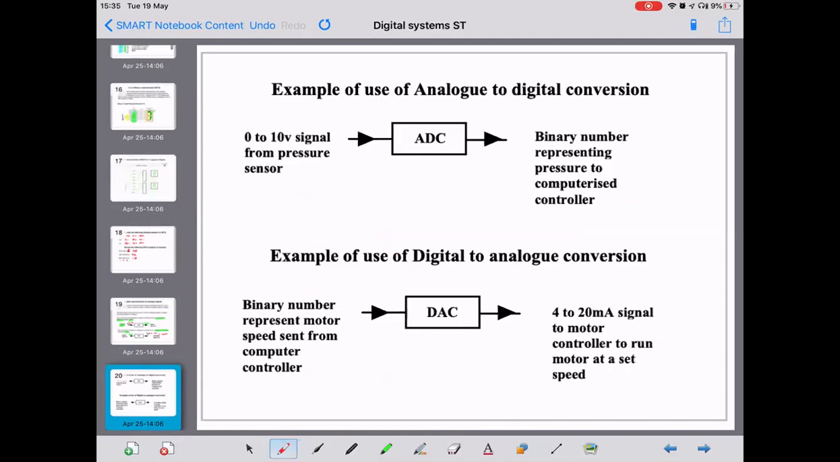And then an example of digital to analog conversion is that we'd have a binary number stored in a control system somewhere that represents the speed you want the motor to run at. We use a DAC to convert that into, for example, a 4 to 20 milliamp signal, where the level of that current signal represents how fast we want the motor to run.